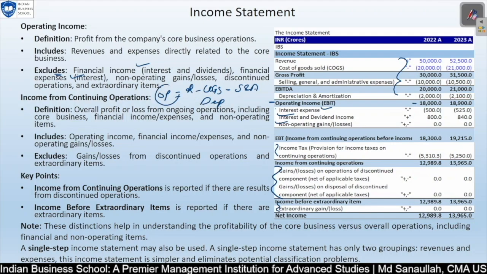That is your operating income. If you exclude this depreciation from operating income, then it becomes your earnings before interest, tax, depreciation and amortization. That is nothing but EBITDA. EBITDA is very much useful in financial modeling. Now we have income from continuing operation.